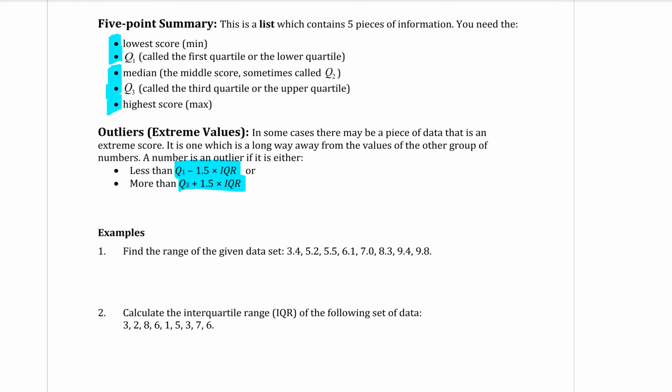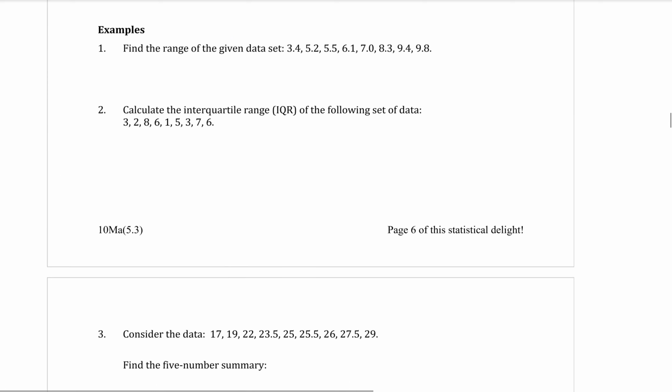So example number 1, find the range of the given data set. So good old-fashioned range is highest score minus the lowest score. So the highest score I have is 9.8, and the lowest score I have is 3.4. That's a range of 6.4. Question 2, calculate the interquartile range of the following set of data.